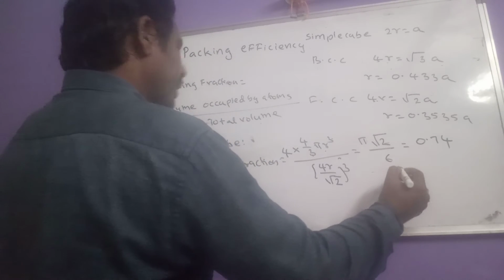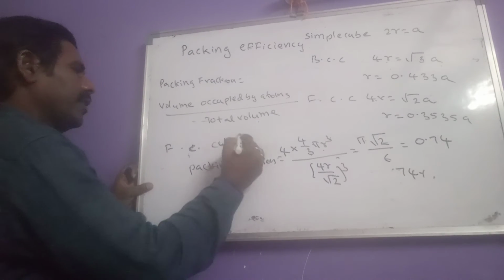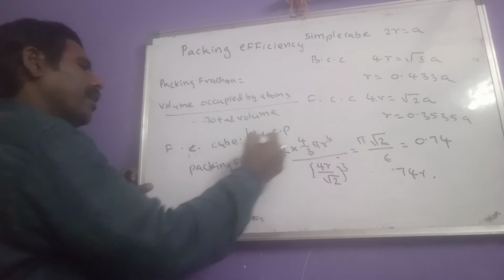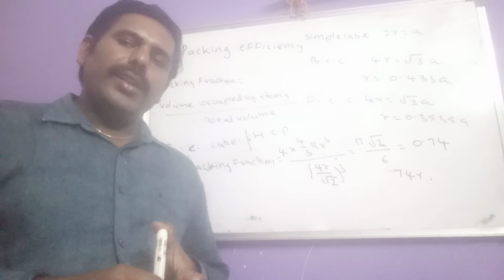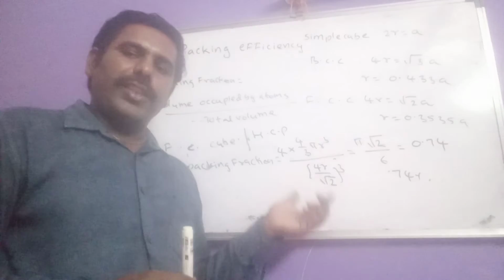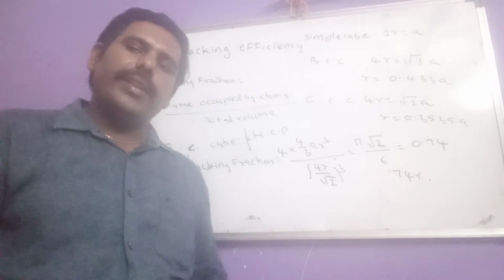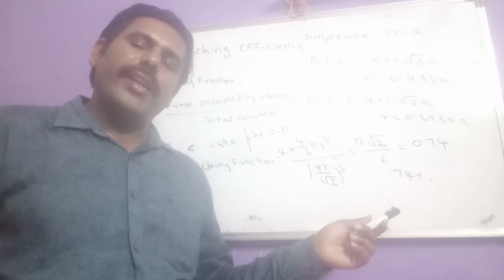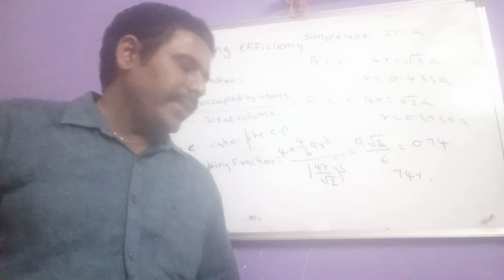0.74, and here that is 74%. So this is the case for HCP also, hexagonal close packing. That means for face centered cubic or for HCP structure, packing efficiency is how much percent? 74%. How much vacant space is there? Means 26% vacant space is there.